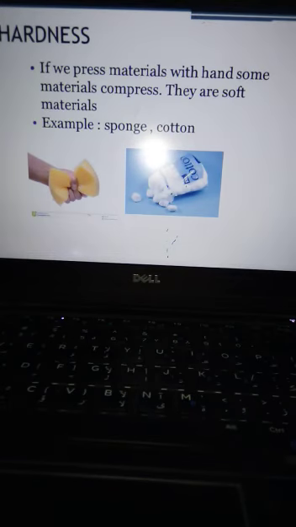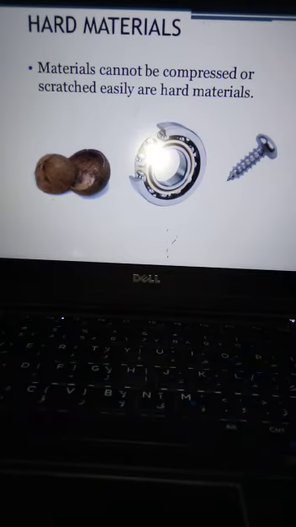Hardness. If we press material with hand, some materials compress. They are soft materials like sponge, cotton. Materials that cannot be compressed or scratched easily are hard materials. A screw, a coconut shell, ball bearing, these all are examples of hard materials.